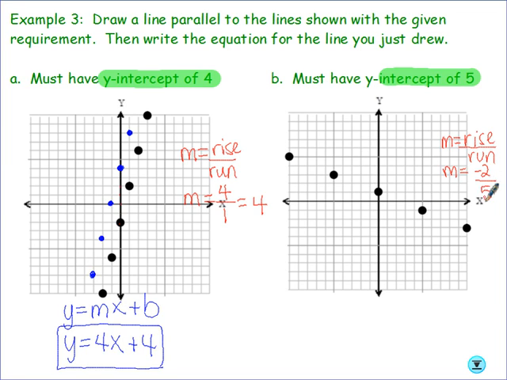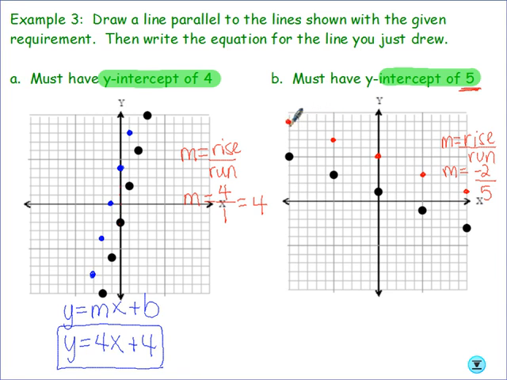Now, we're ready to plot our new line. The y-intercept this time is 5. So we're going to start at 1, 2, 3, 4. There's my starting point. I'm going to use the exact same slope. So I'm going to go down 2 and right 5. If I want more points, I can go back to the center and go up 2 and left 5.